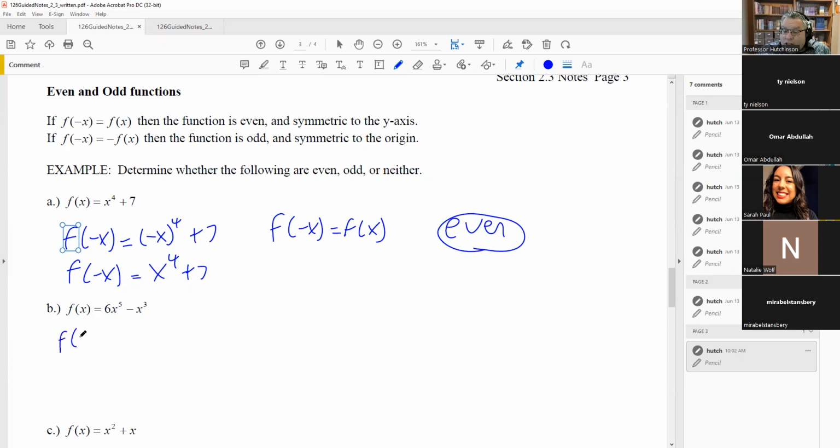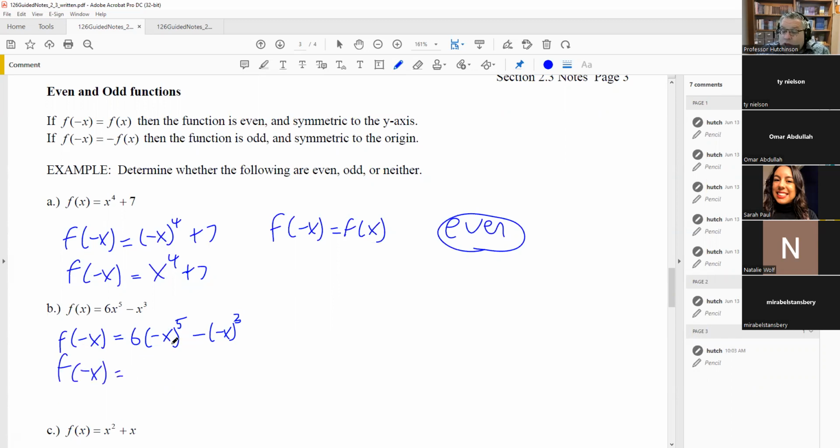Again, we want to find f of negative x, and this is the same test you're going to do every single time. You always want to make sure you find what f of negative x is, so we're always going to do this first. So negative x goes in there for each of those, just like this. Then we're going to simplify this. Now this time we have a negative that's raised to an odd power.